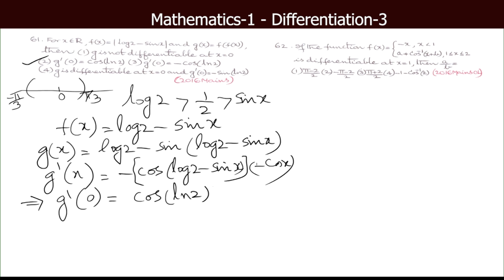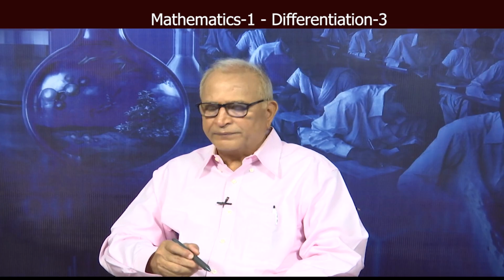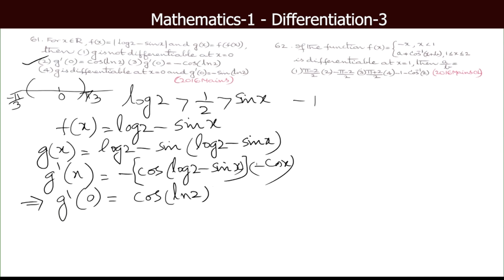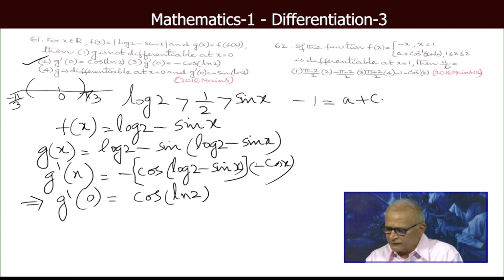2016 mains online. Well, differentiable at x equal to 1. Continuity is there. Minus 1 is the left limit of f at x equal to 1. The value of f at x equal to 1 is a plus r cosine 1 plus b.